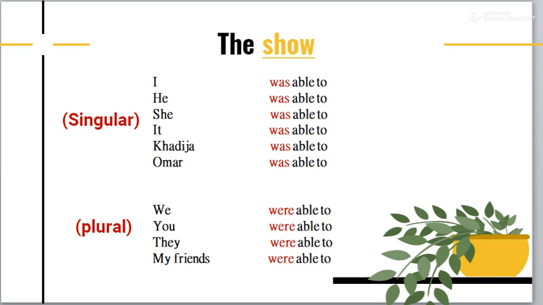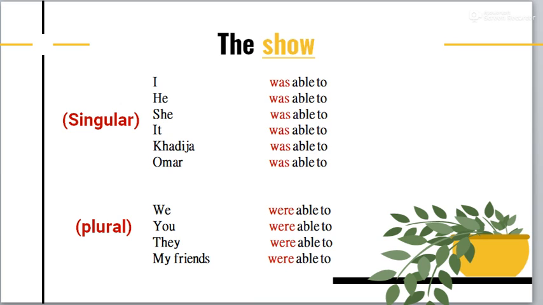This is an explanation of when we use was or were able to with the subject. With the singular subject, we use was able to. As you can see here, I, he, it, Khadija, Omar, singular subject. We use was able to. But were able to is used with plural subject: we, you, they, my friends, the plural subject, we use were able to.